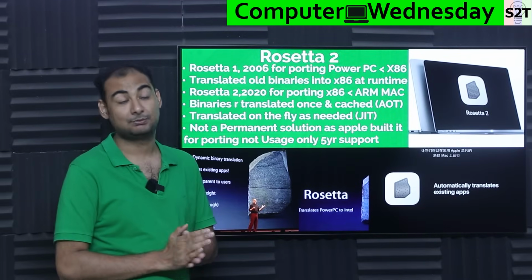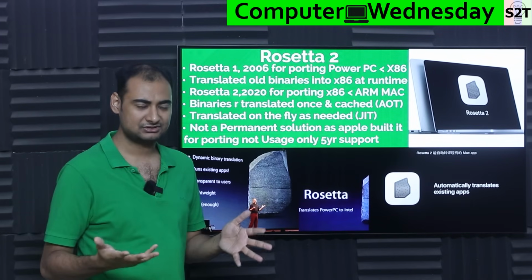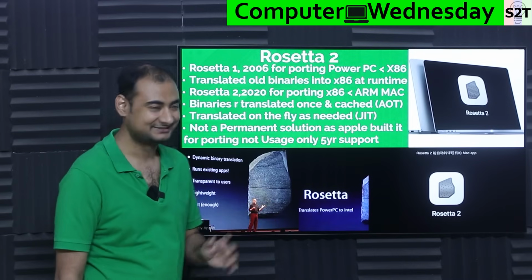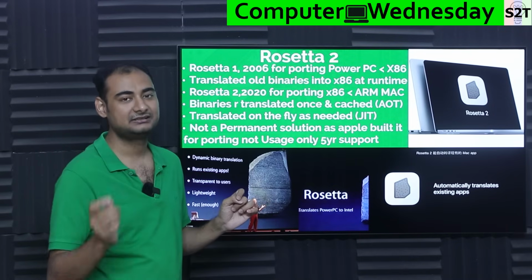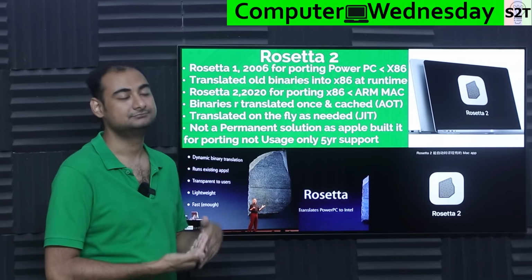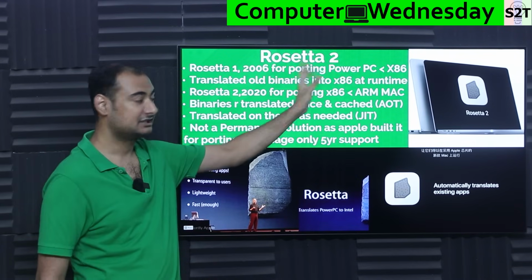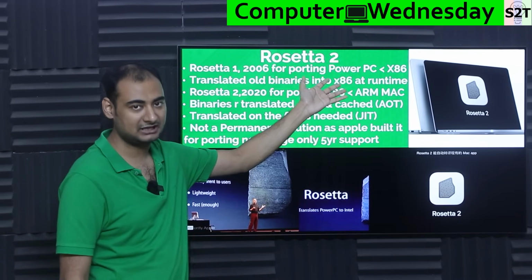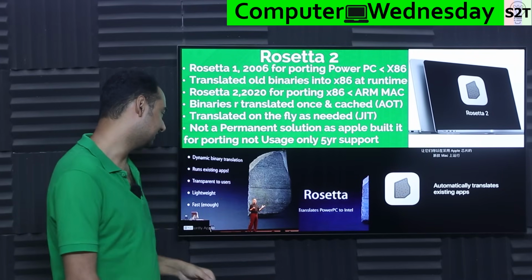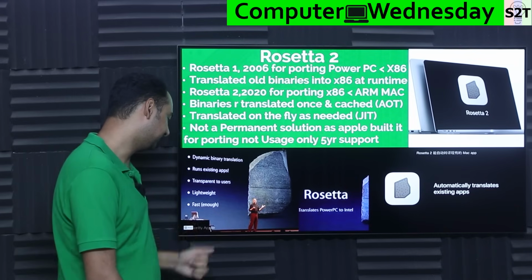Now let's talk about the most popular translation layer, Rosetta 2. Before you understand Rosetta 2, you have to understand Rosetta 1. Apple is a company that ditches its past like there is no past. So Rosetta 1 was a translation layer made in 2006 because they were getting divorced from Motorola and getting married to Intel. They wanted some way of dumping all the software libraries into x86 without stopping the system. So they created Rosetta: dynamic binary translation, run existing apps, transparent to user, lightweight, fast enough.